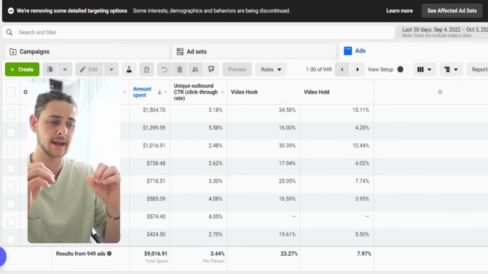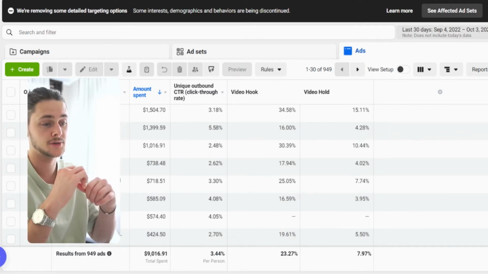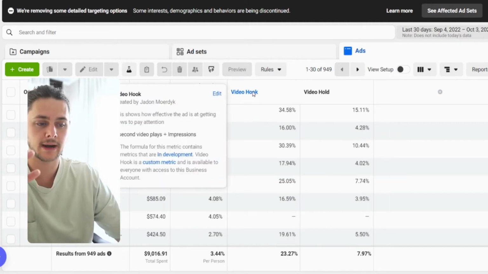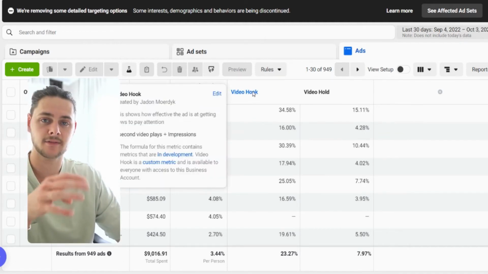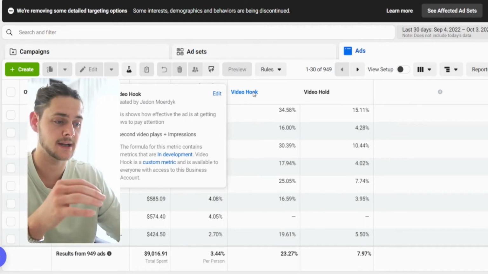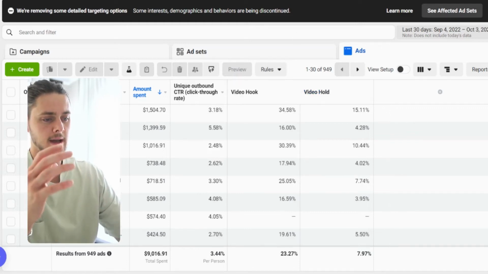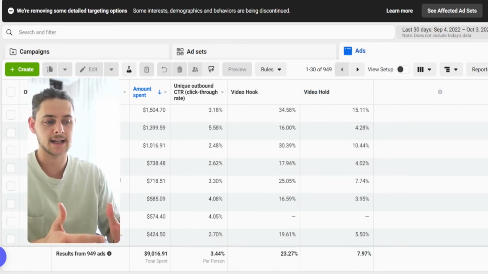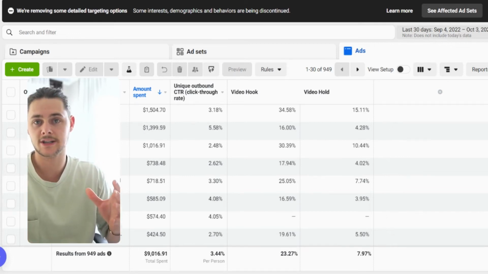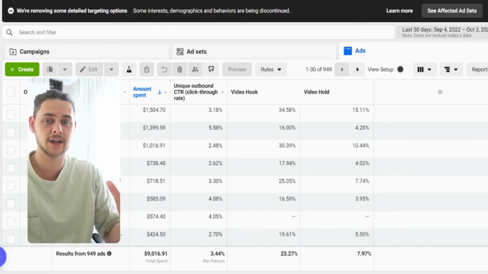In terms of the video hook rate and the video hold rate, these are 2 awesome metrics that I was introduced to by a YouTuber called Dara. Basically, video hook rate is the 3-second video plays divided by the impressions. These are both custom metrics that you have to create in the ads manager. Video hold rate is the through plays divided by the impressions. So basically what these 2 entail is exactly what it says in the name. The video hook rate tells you how well your hook is performing, and the video hold rate is telling you how well the rest of the video is performing.